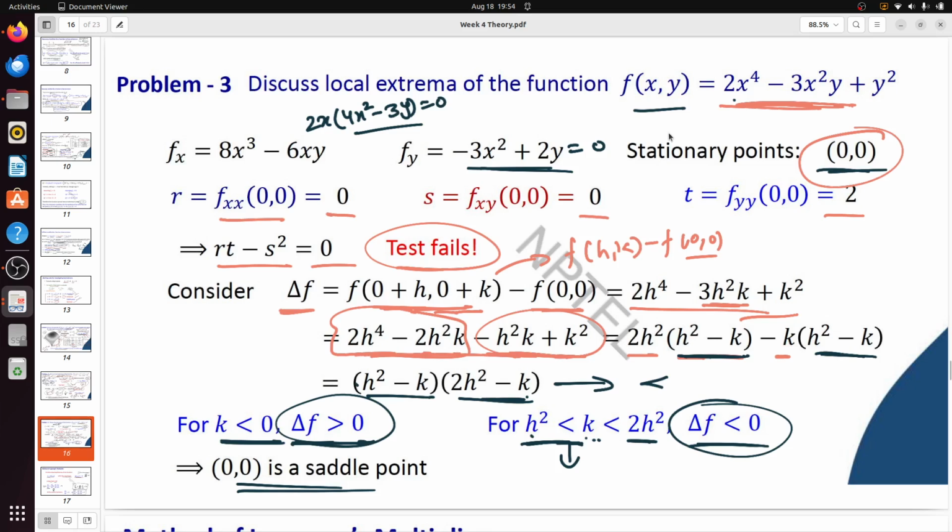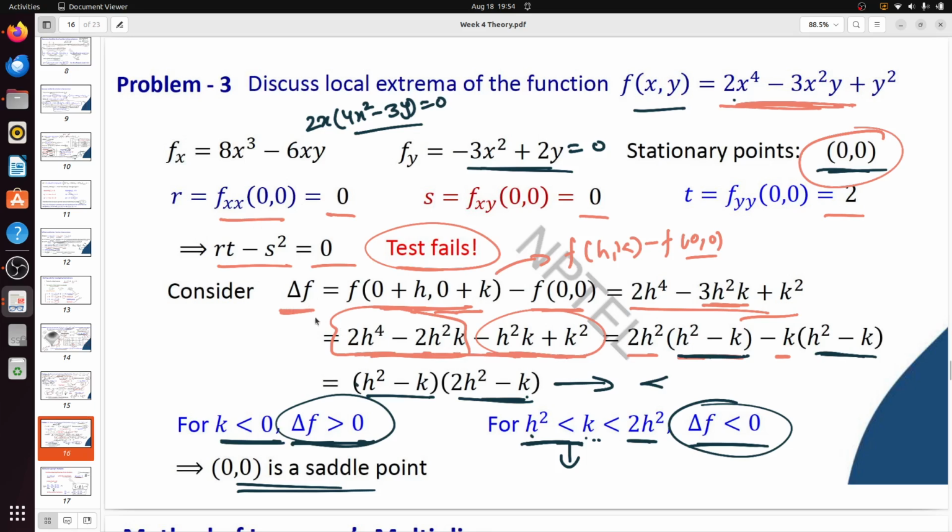If you determine ∂f/∂x and ∂f/∂y, you will get fx as 8x^3 - 6xy and fy as -3x^2 + 2y. So these give the stationary points. The stationary point is (0,0), and if you determine r, s, t, they actually vanish. So rt - s^2 is actually 0, so the test fails.